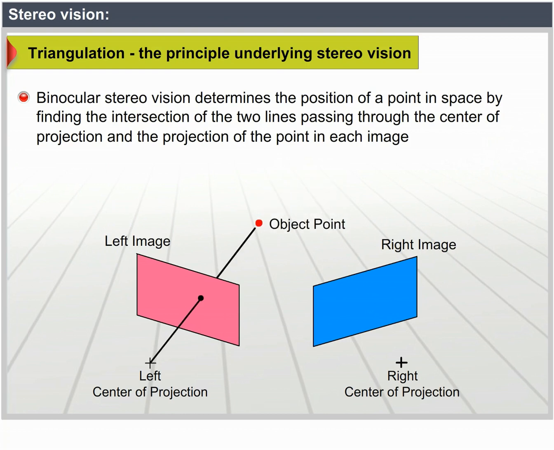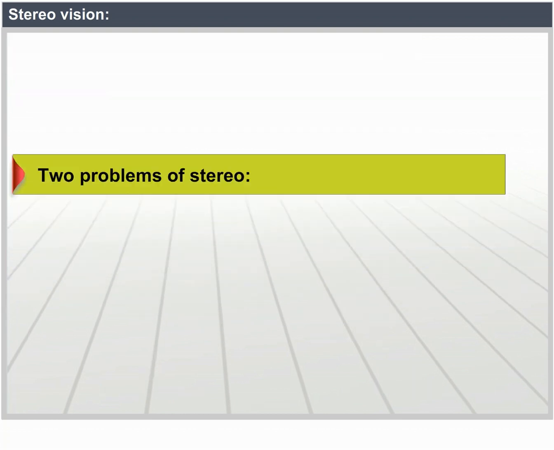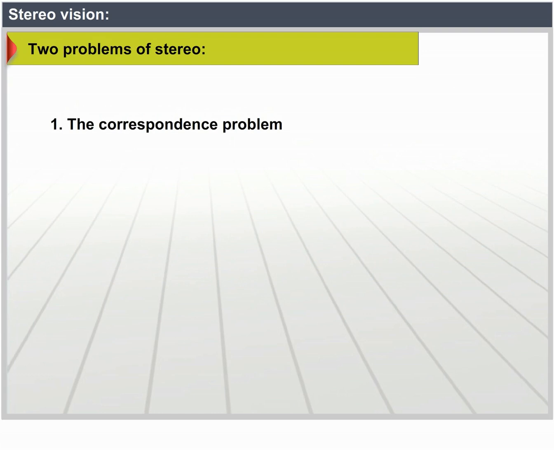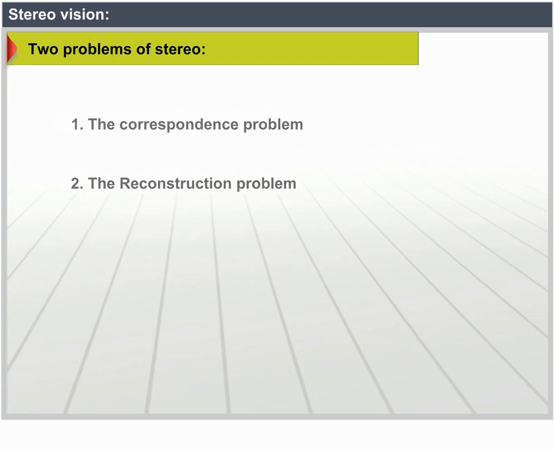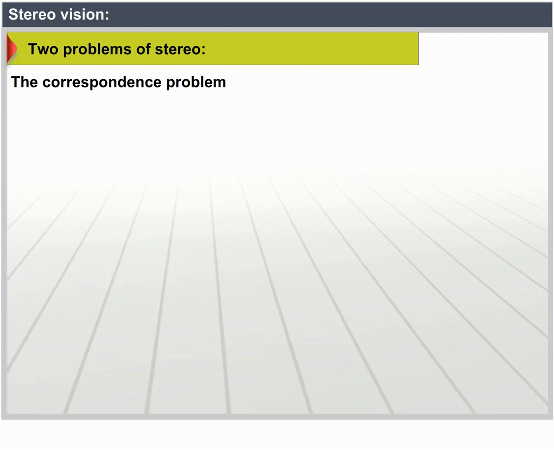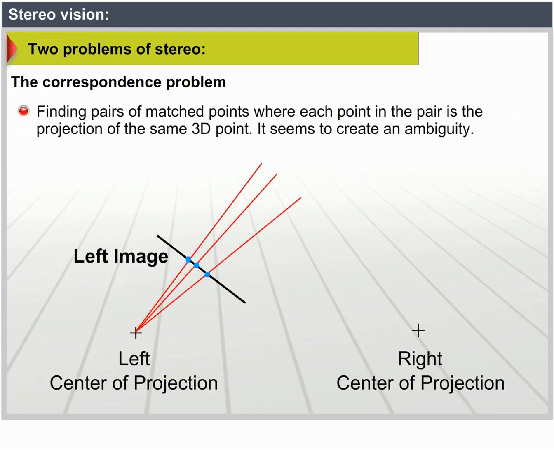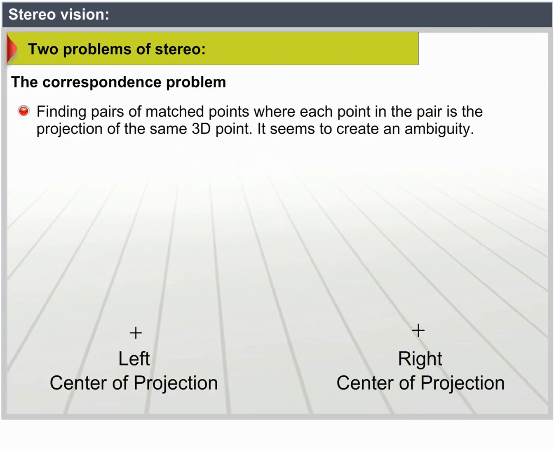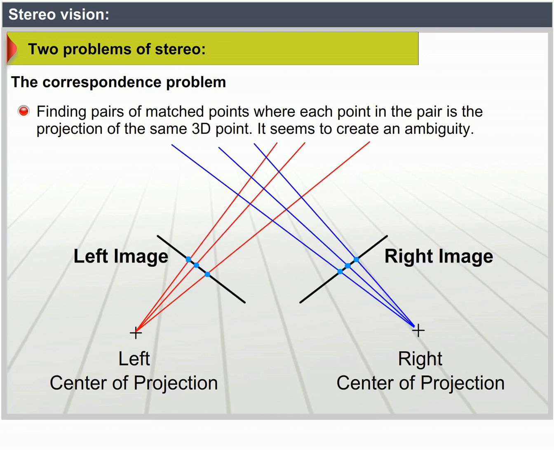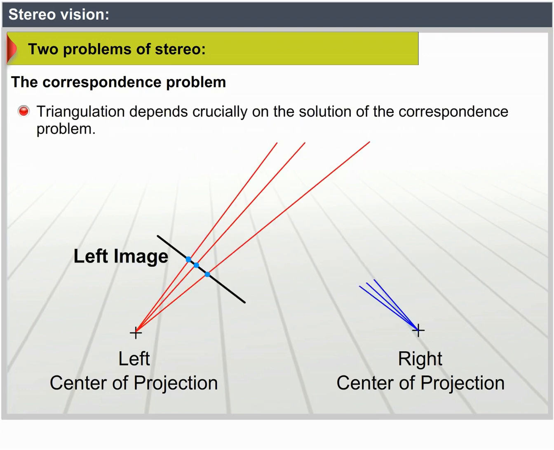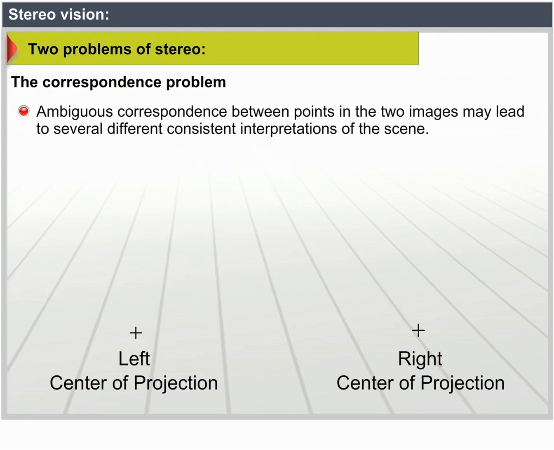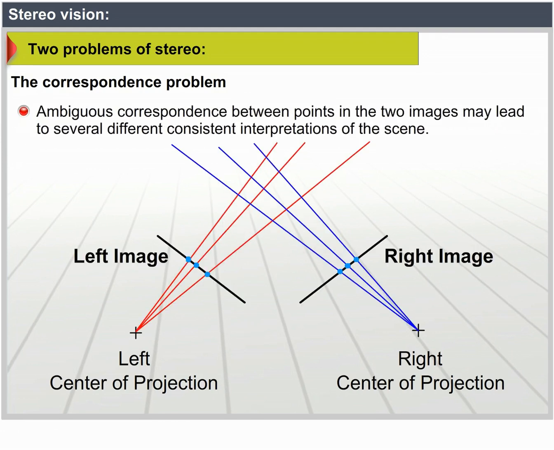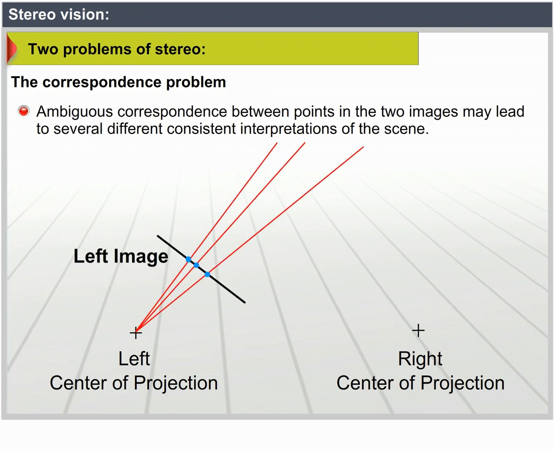2 problems of stereo. 1. The correspondence problem. 2. The reconstruction problem. The correspondence problem: finding pairs of matched points such that each point in the pair is the projection of the same 3D point. Triangulation depends crucially on the solution of the correspondence problem. Ambiguous correspondence between points in the 2 images may lead to several different consistent interpretations of the scene.